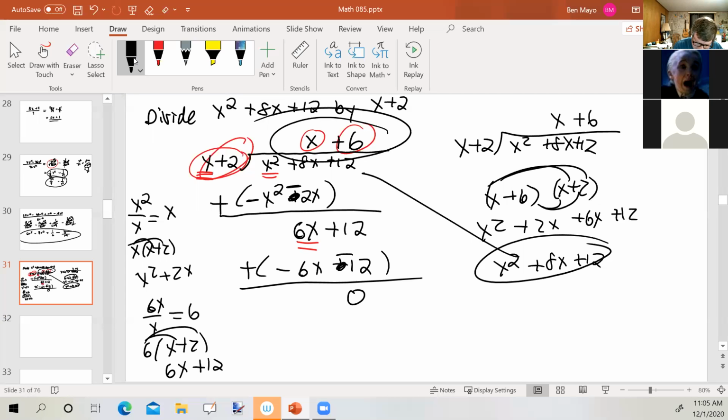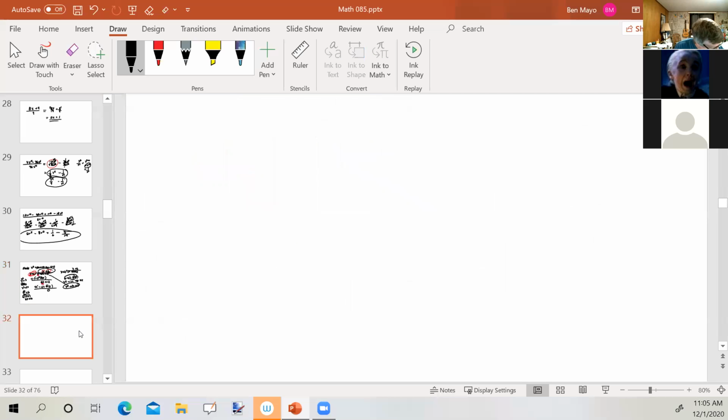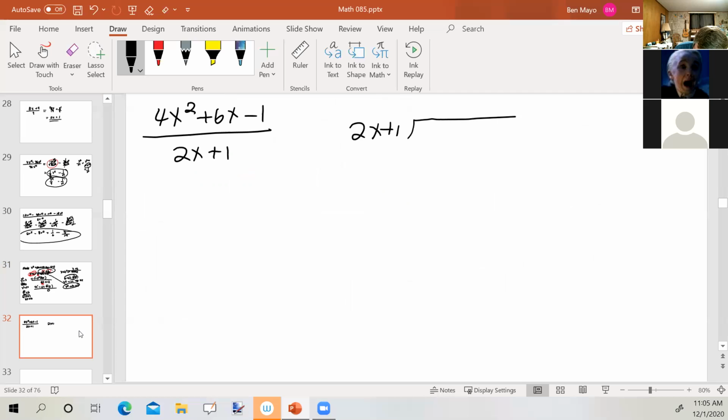All right, let's take a look at another example. It says 4x squared plus 6x minus 1 divided by 2x plus 1. So the 2x plus 1 goes on the outside, the divisor. The 4x squared plus 6x minus 1 goes on the inside, the dividend.